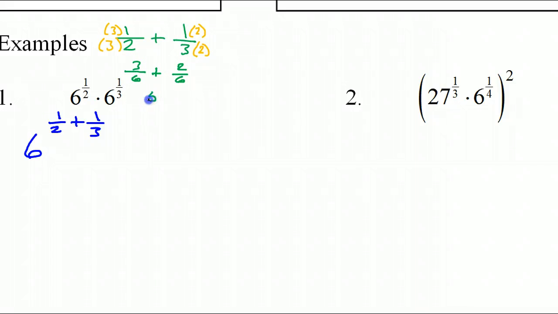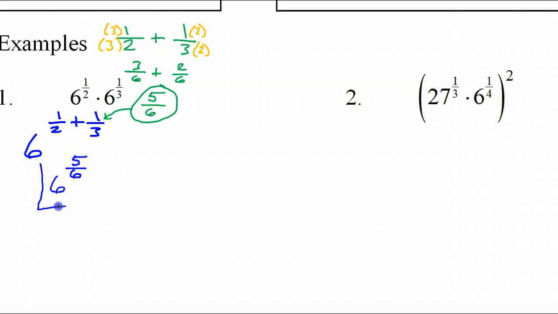When you add fractions with like denominators, you just add the numerators. So this would be 5/6. Okay, fantastic. So that's why I will have 6 to the 5/6 power. And that's it for problem number 1.